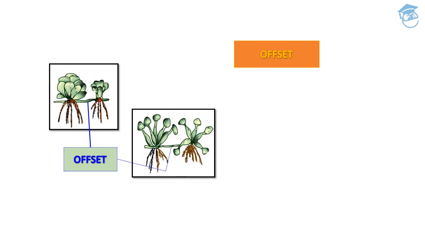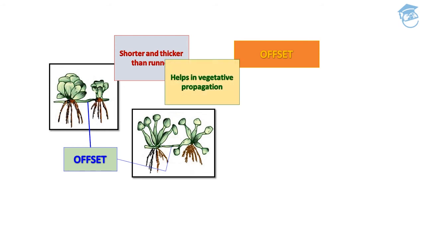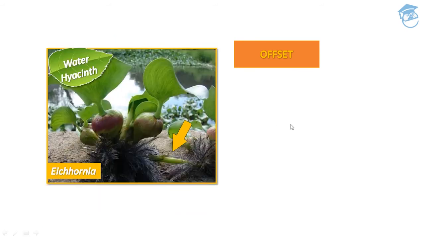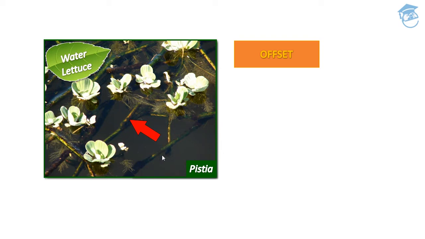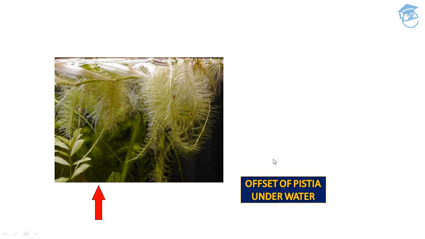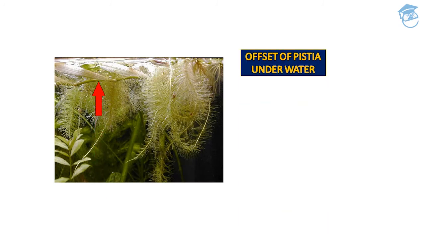This stem is called an offset. It is much shorter and much thicker than a runner. That's the difference between runner and offset. But offset is considered the runner of aquatic plants and it helps in vegetative propagation. Please note that. It is seen in water hyacinth, which is called Eichhornia, and in water lettuce, which is called Pistia.